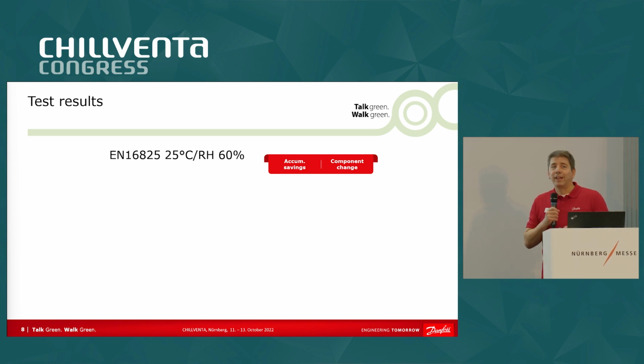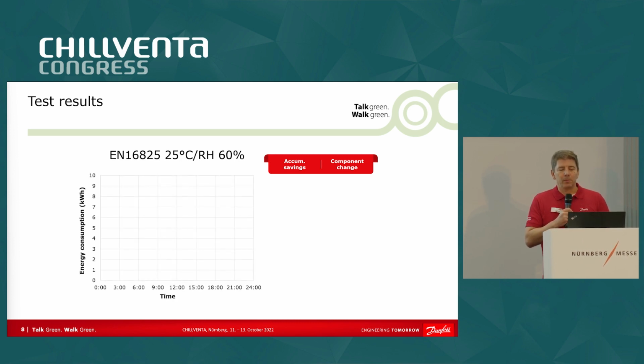Well, you don't see anything because I would like to give you one further piece of information. There is a test standard, an EN standard, EN 16825. And that test standard is relevant for commercial refrigerators and freezers. That test standard gives you a certain test condition: 25 Celsius ambient temperature, 60% relative humidity. At this condition, you have to test your commercial refrigerator and freezer. And that's what we did.